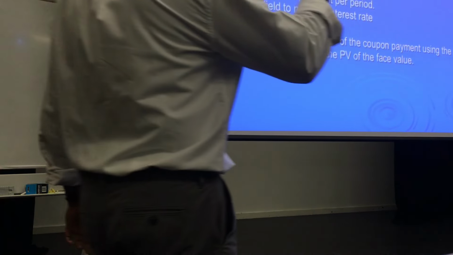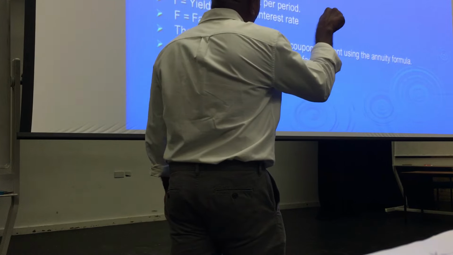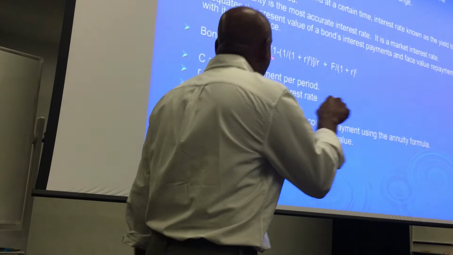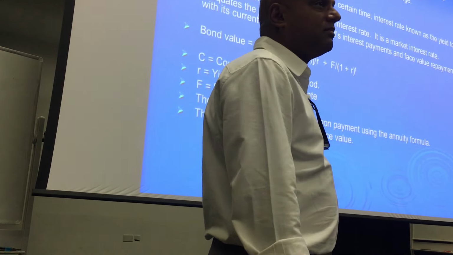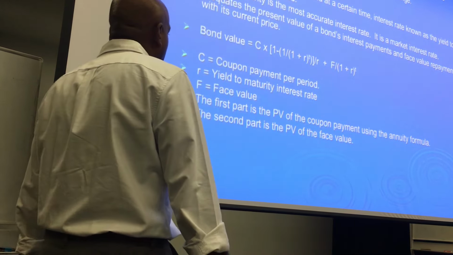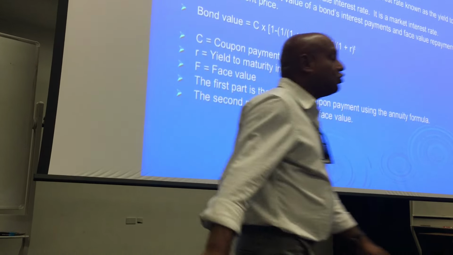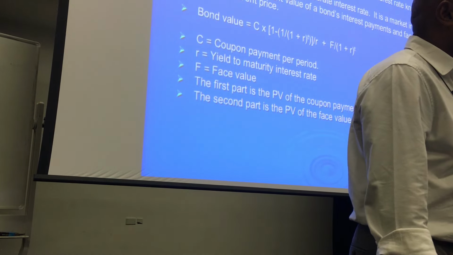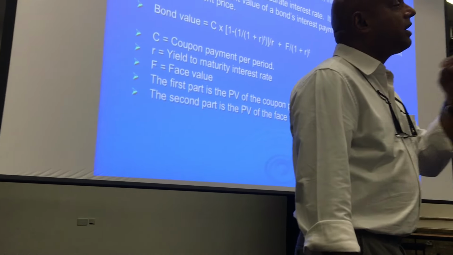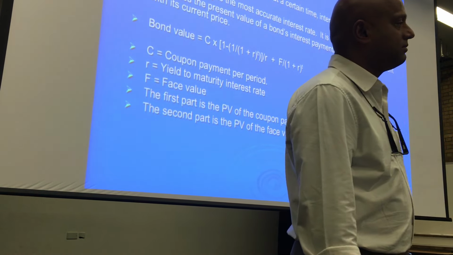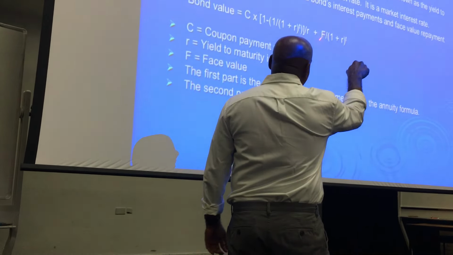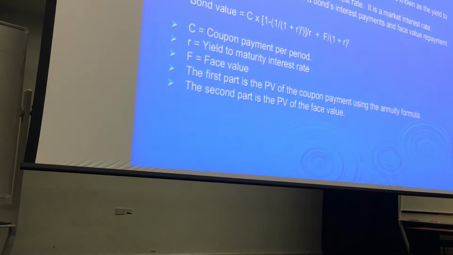Okay, this is the bond value. That part is the face value, or the present value of the face value, right? And that's the annuity of the cash flows. And R is not the coupon rate. R is the market rate, the yield to maturity. Coupon rate is just C divided by F.